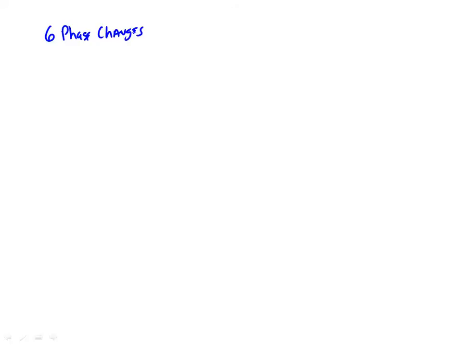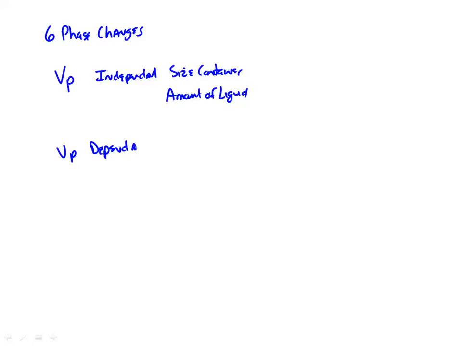Let's see, what else have we got here? The other thing that we had going on in this chapter was everything to know about vapor pressure. So what's vapor pressure independent of? Size of the container, the amount of liquid. What is vapor pressure dependent on? Which we said is really the intermolecular forces, meaning that's why the identity matters, right? Because different molecules have different intermolecular forces. What else is it dependent on? Temperature.